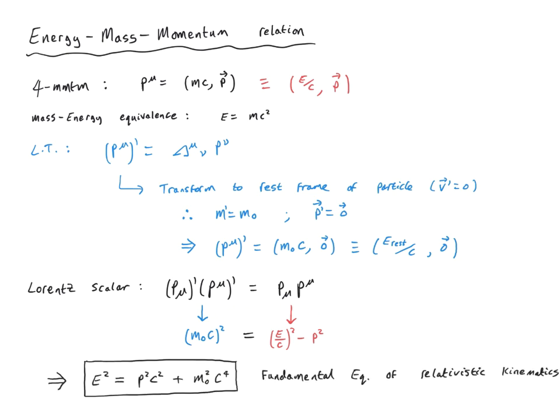After some small rearrangements, we then end up with this expression, that E squared is equal to P squared C squared plus m0 squared c to the 4. This is just rearranging this expression a little bit. And this is referred to as the fundamental equation of relativistic kinematics. It relates the total energy in a given reference frame, E, to the momentum in that reference frame, P, and the rest mass, m0. In the next lecture, we'll be utilising this expression extensively when we're studying relativistic mechanics.